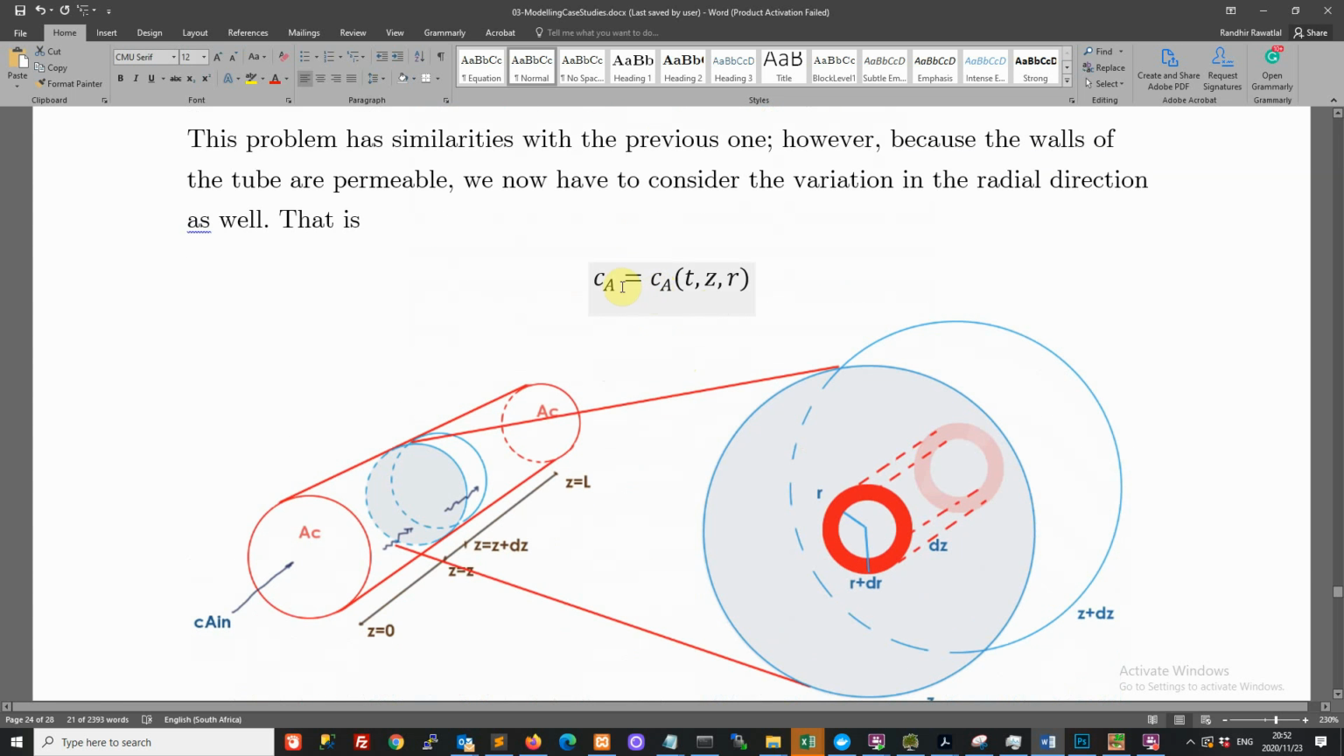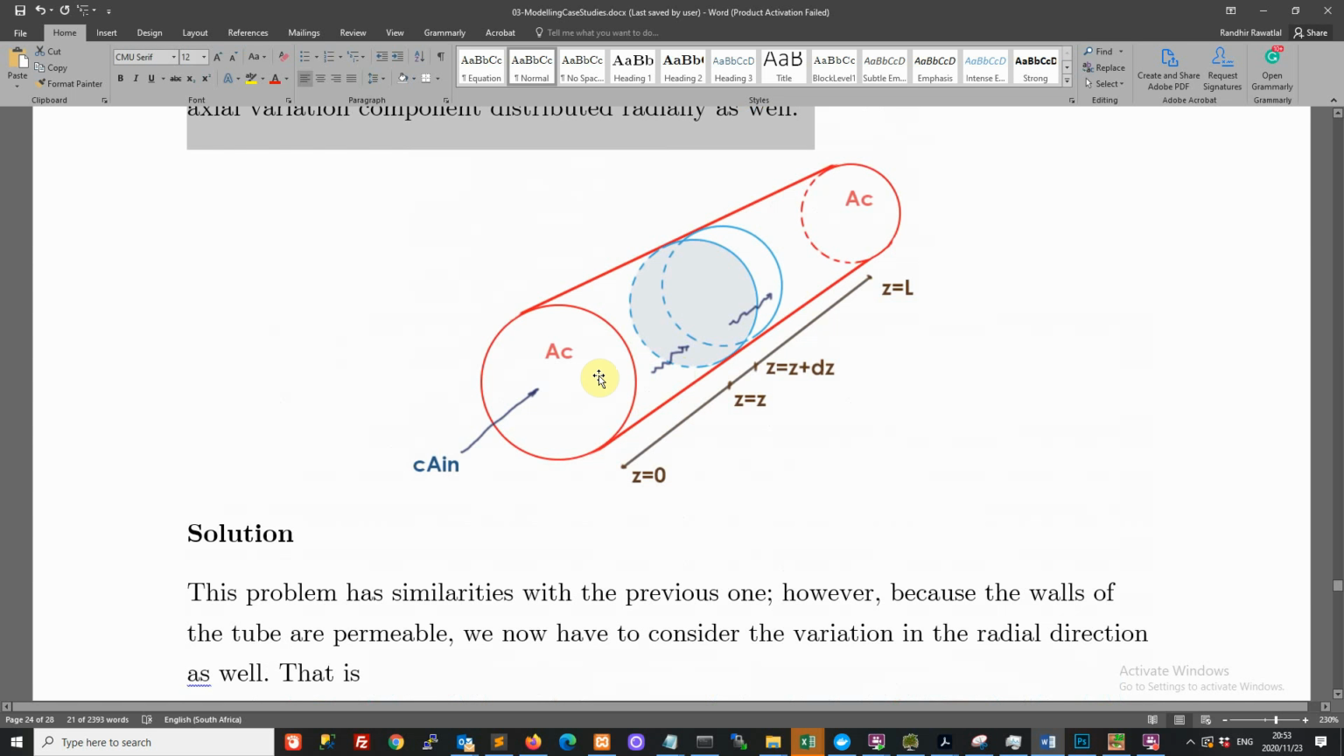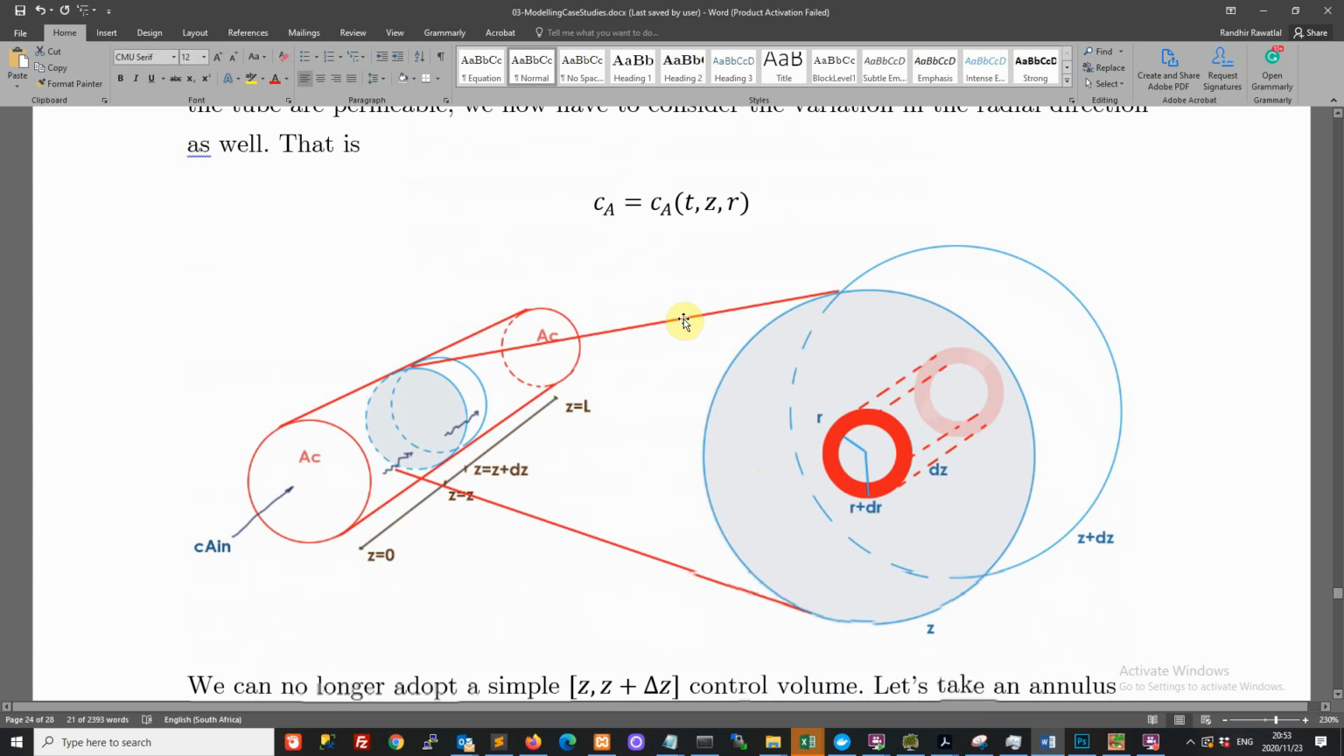So now we have to acknowledge that the concentration is a function of time, axial position, and radial position. And remember what we said. So in terms of a useful approach to solving problems of this nature, we start out with a sketch, and then we consider all kinds of variations. So we can see that, of course, the concentration is going to vary in Z. Now we've said it's varying in R as well. So to incorporate the radial transfer, we will partition the space in the R direction.